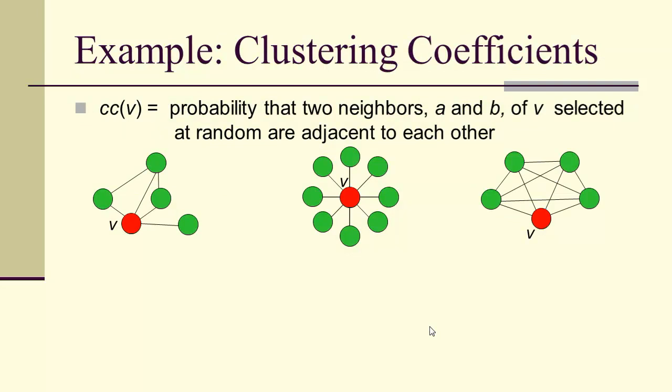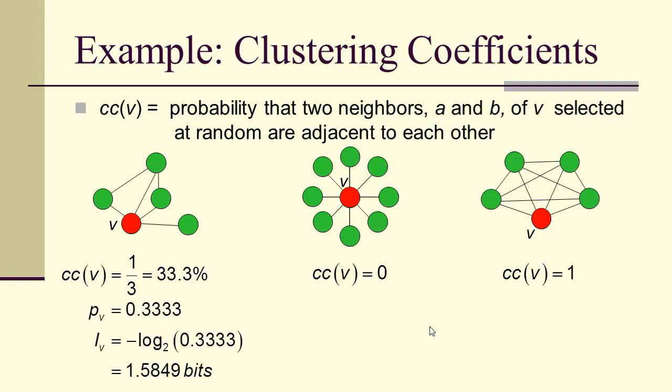So here we have our clustering coefficient example again. We said this was 33.3% probability of two neighbors of V being adjacent to each other. The clustering coefficient of this hub is certainly 0, and the clustering coefficient of this vertex V with a complete neighborhood is 1. So if we interpret that as a probability, then it would say the self-information is 1.5849 bits. So in other words, 1 trit, if you want to think of it that way. And so you would need 1 trit to encode all possible ways of selecting neighbors at random and checking to see if they're adjacent.